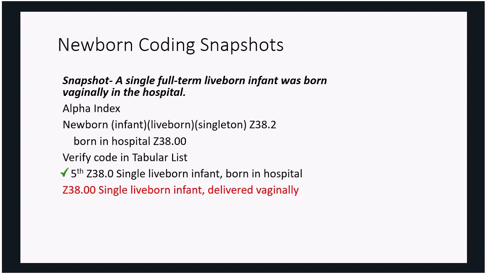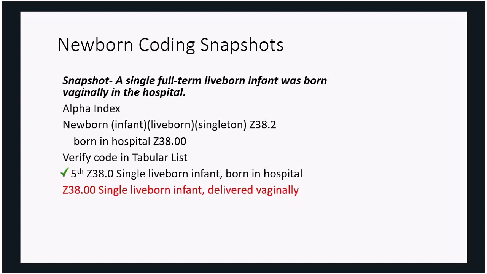Let's look at this coding snapshot example. We've got a single full-term live-born infant. They were born vaginally in the hospital. We go to the alphabetical index in our ICD-10-CM coding manual. We go to our main term in the index, newborn. And you see here these terms in parentheses: infant, live-born, and singleton. Anytime you see terms in parentheses, these are referred to as nonessential modifiers, and their presence here is not going to affect code assignment. And we see here a code Z38.2.